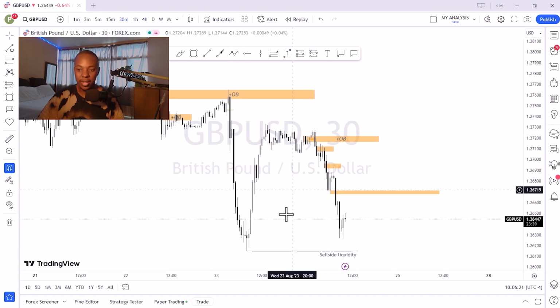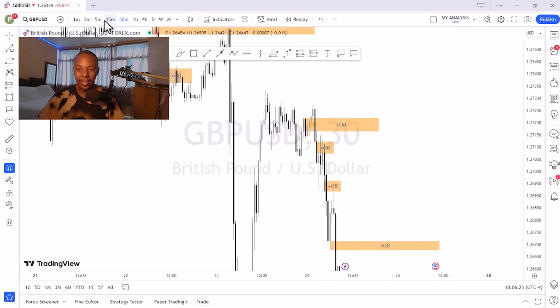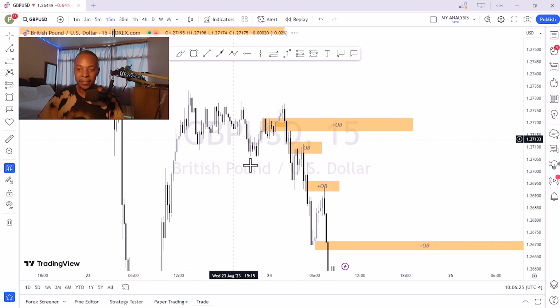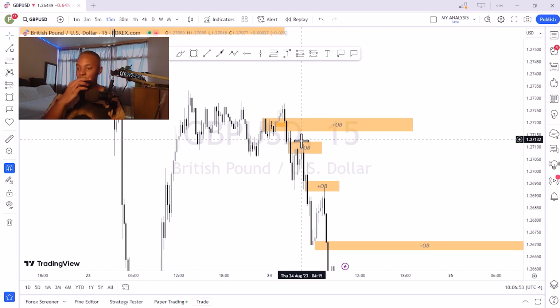And where did I sell? I sold all the way up there. I sold in this order block, if I'm not mistaken. Yeah, I think so. I'll go through the trades on MT5 in a bit. So I sold there, and as you can see, it played out, and then I had locked profits. I took partials here, and I had locked profits on one of the trades.